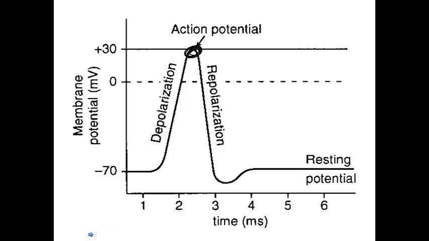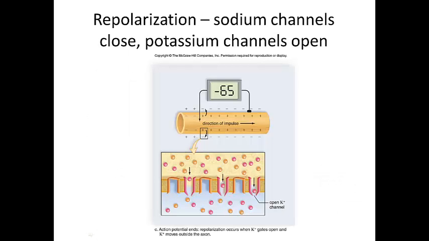Next up is repolarization. That occurs when the sodium gates close. So notice the sodium gates are closed now, and the potassium gates open, and the potassium flows outside of the cell, repolarizing it. That's why it's called repolarization.